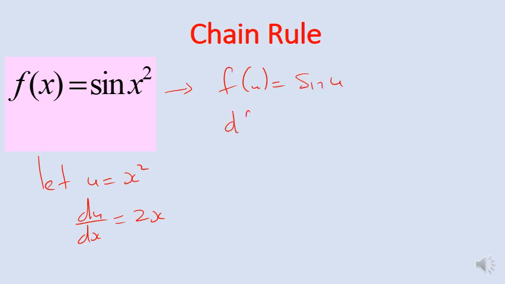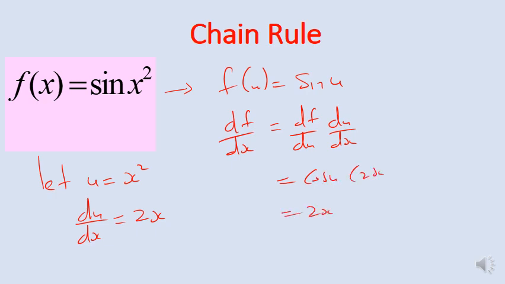So what is df dx? It's df du times du dx. What is d du of sine u? We know it's cos u. What is du dx? It's 2x. Did they give us u? No. They gave us x squared. And there's your answer. There's your answer.